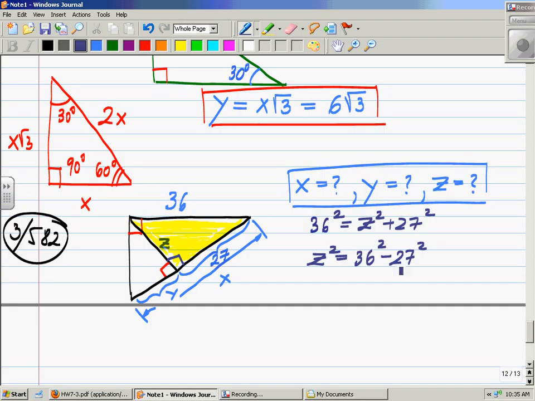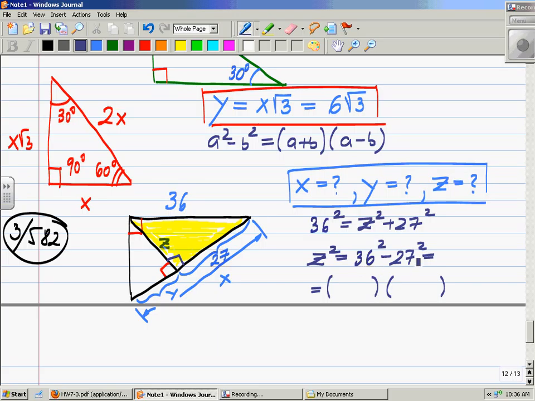An easy way to find that without actually performing 36 times 36 or 27 times 27 is to apply the difference of squares. What is a squared minus b squared equal to as a product? A squared minus b squared equals a plus b times a minus b. Well, let's check. I don't know if that may be taking us anywhere, maybe even more complicated or maybe simpler.